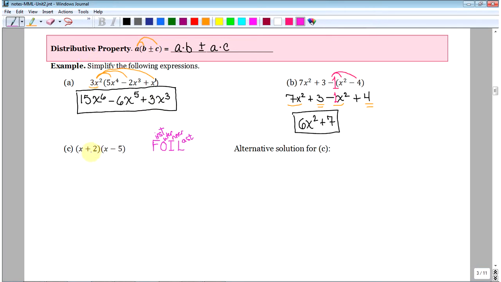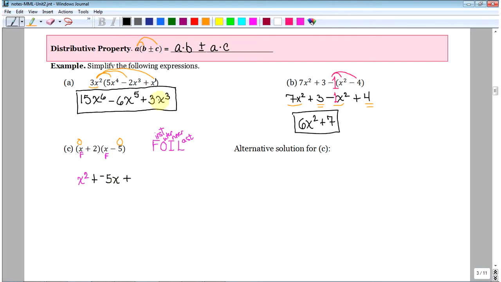Okay, so our first terms would be the x and the x. So x times x gives me x squared. Then we do plus. Now we multiply the outer terms together. So x is on the outside, and this -5 is on the outside. So x times -5 is -5x. If you wanted to start by just making it subtracting 5x, that is fine.